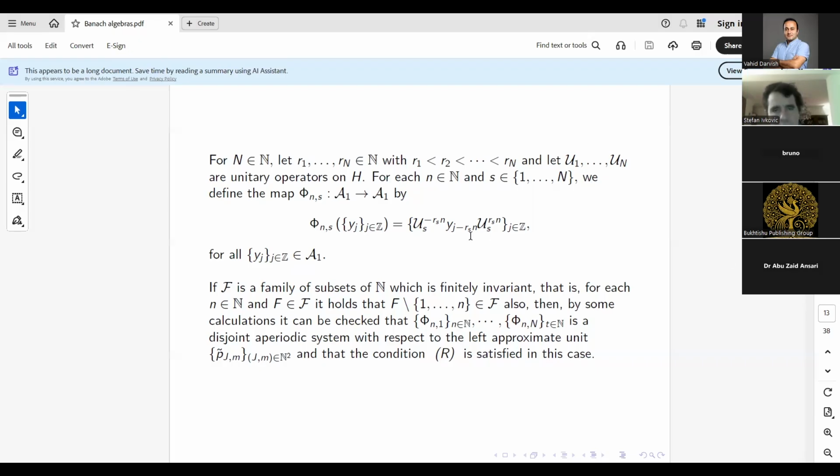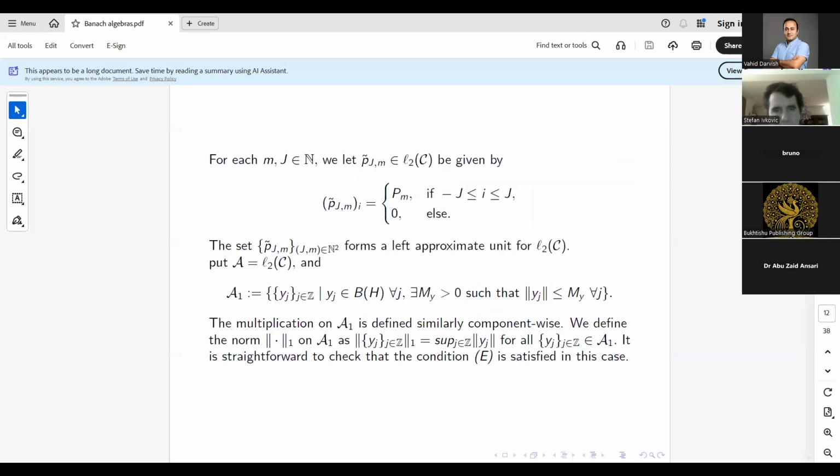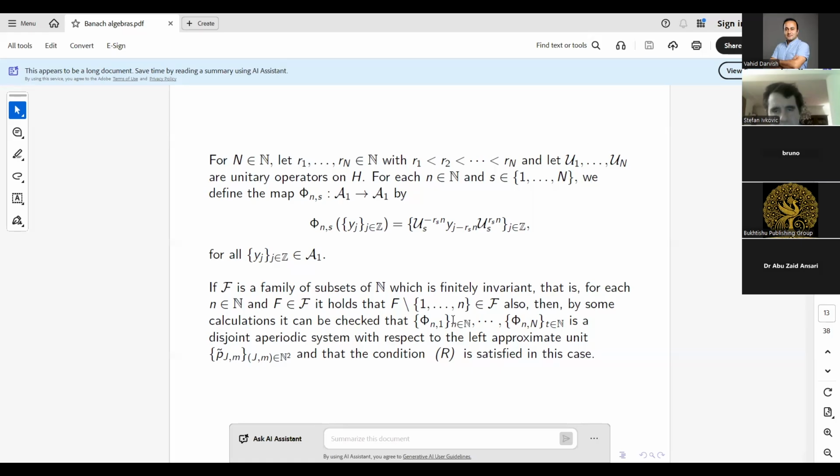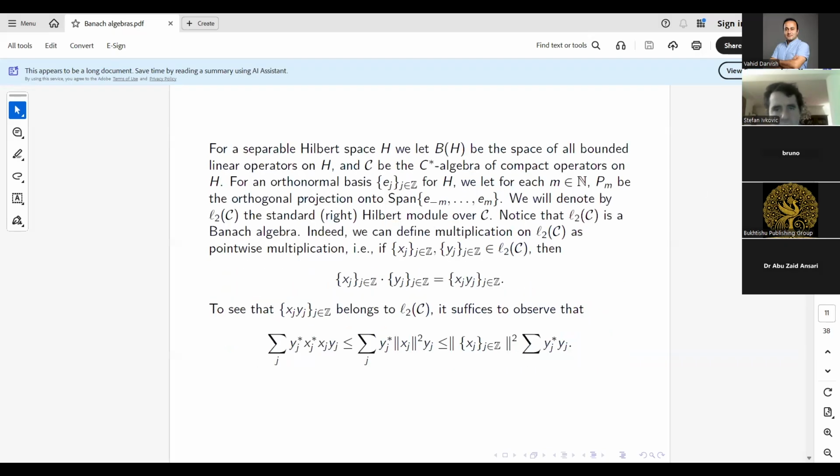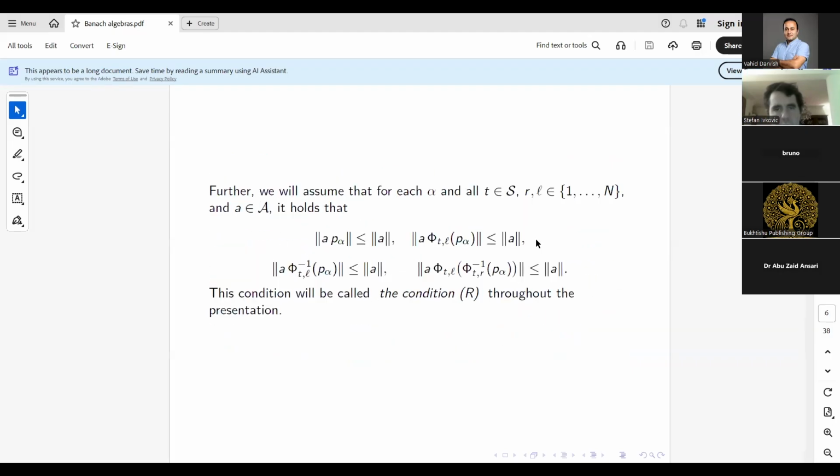So it is easily checked that this is an isometric isomorphism, but in the special case when phi is a family of subsets of N which is finitely invariant, this means that for each n in N and every F in phi, it holds that this also belongs to phi. Then one can check that when you consider this special collection and this special approximate unit, these families indeed form a disjoint aperiodic system. And not only that, but also the condition R is satisfied in this case. What is the condition R? This is the condition R. These inequalities should be satisfied.